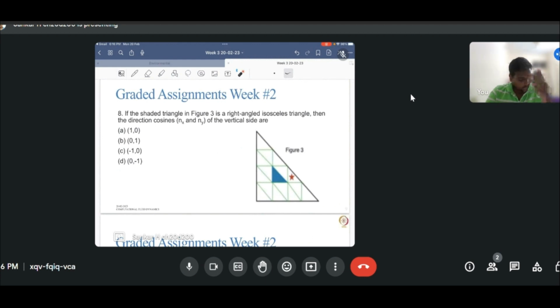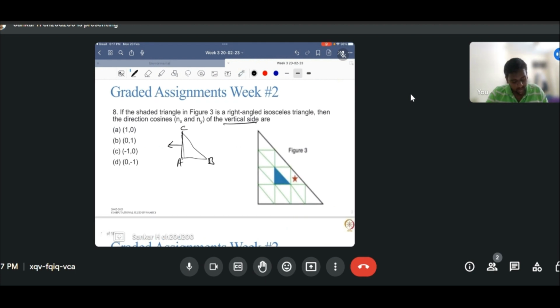Question number 8. If the shaded triangle in figure 3 is a right angled isosceles triangle, then the direction cosines nx and ny of the vertical side are. So let me take out the shaded area, and they have asked for the vertical side. Let's call this triangle ABC, and the vertical side will have the unit vector over here.